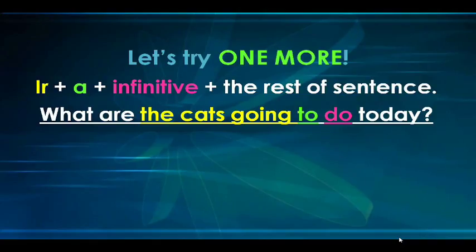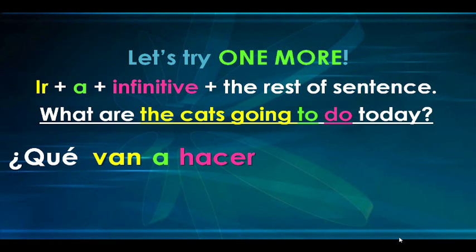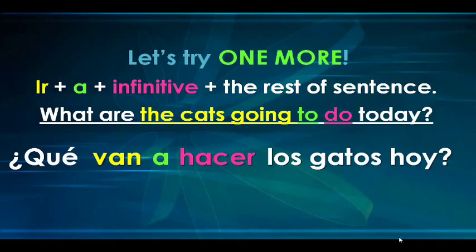So we're going to ask what, and we don't know what they're going to do, so we're going to have the broad what. Qué. Then we conjugate ir for cats, which would be van. We add to, a, and the infinitive to do, the verb to do or to make, which is hacer. And actually now, since the subject in a question comes after the verb, we're going to add los gatos, which is the subject, and then today, hoy.